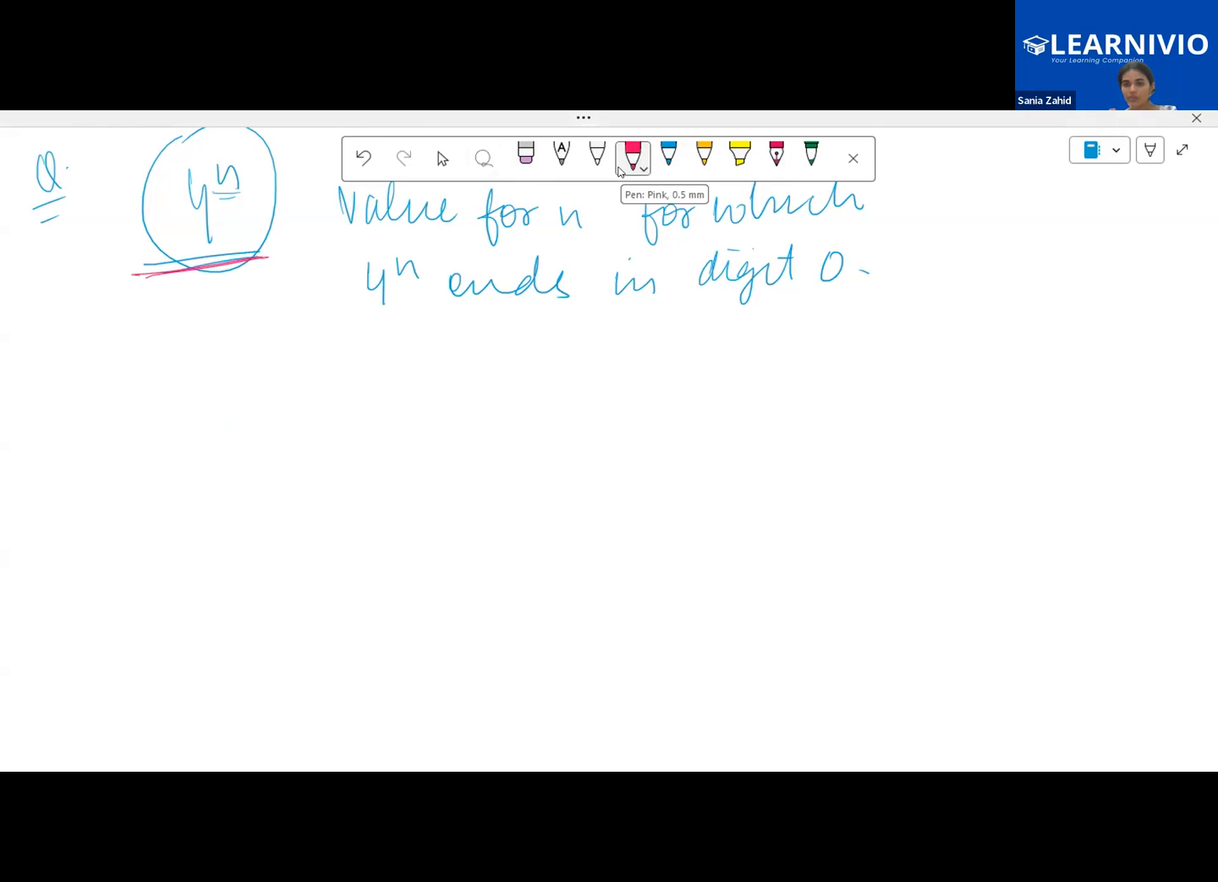Are you able to understand this point or not, Ifra? Yes. Okay. So let's try to break down 4 to the power n. When I break down 4 to the power n, 4 is written as 2 into 2, which means 2 square. So 4 to the power n is written as 2 to the power 2n.